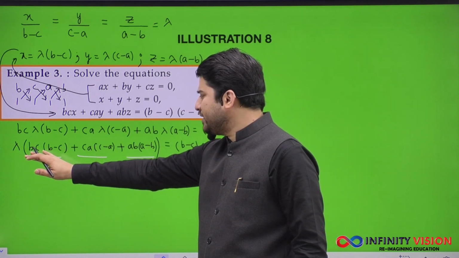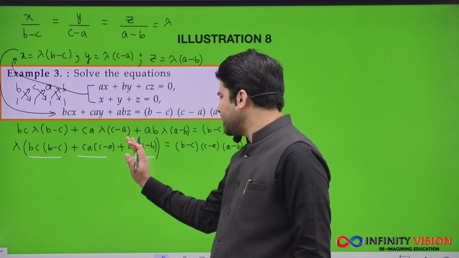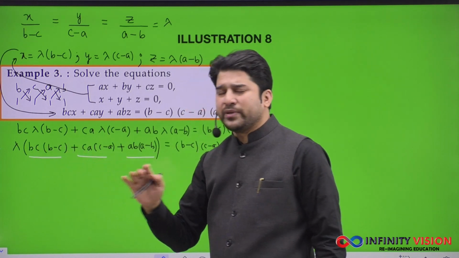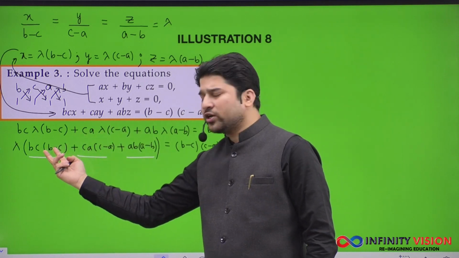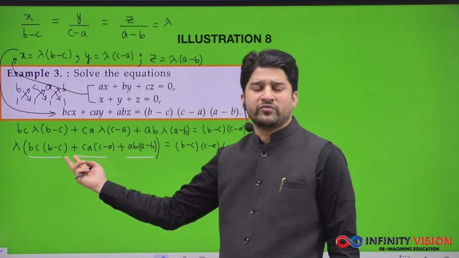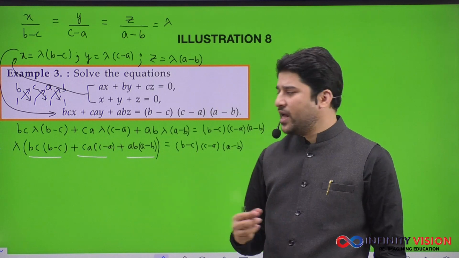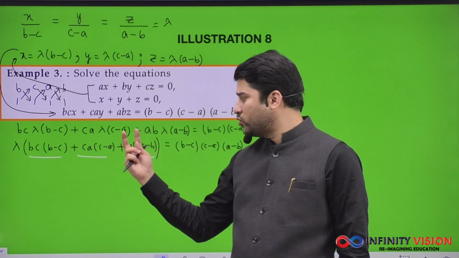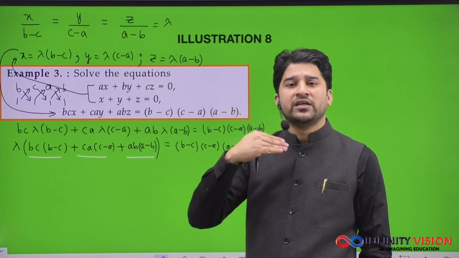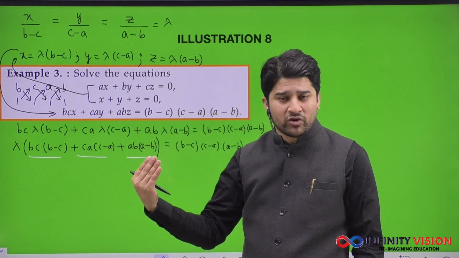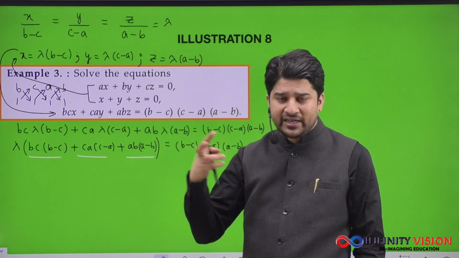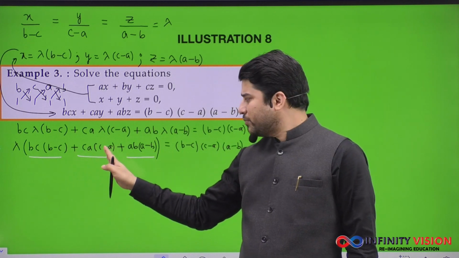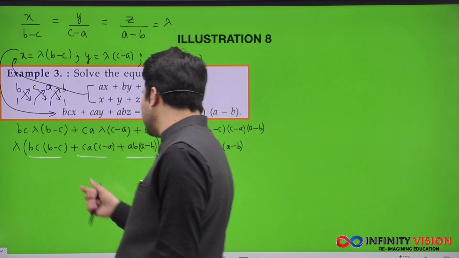Now here you have bc into b minus c, ca into c minus a, ab into a minus b, which means 1 degree, 1 degree, 1 degree. So basically it's the product of three 1 degree terms, which means it's a cubic expression. And when you are factoring them, you need to factor them by factor theorem, which means you have to break them either as a product of three linear terms and a constant, or as a product of one linear term and a quadratic expression. Whatever way you choose, by factor theorem we see the symmetry.